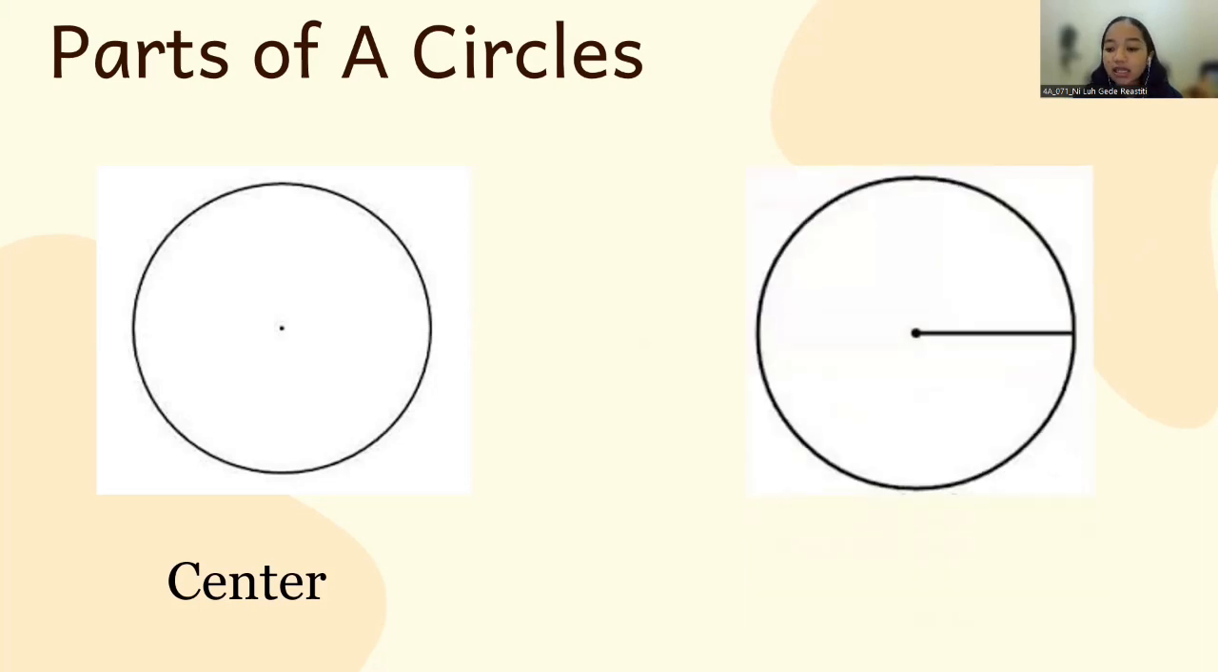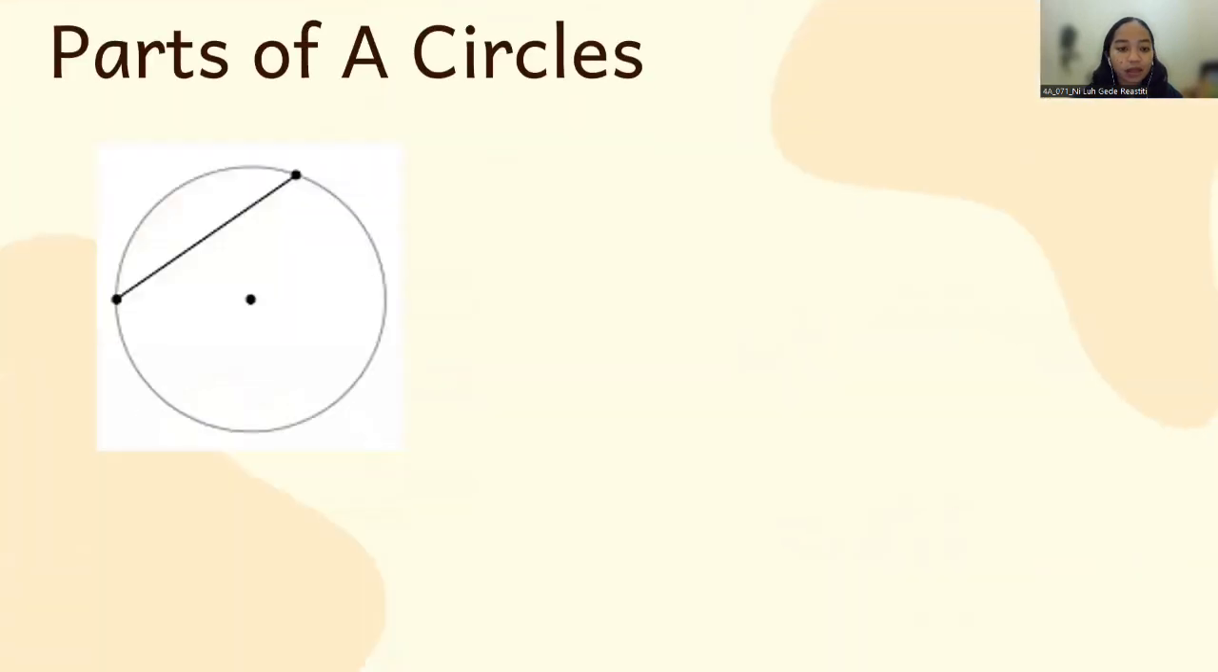And the second is the radius. The length of a line segment that connects the center to any point on the circle is called the radius. From the center to any point on the circle, they will all have the same measure, because all points on the circle are the exact same distance from the center. And the third is the chord. A chord is a line segment that connects two points on the circle. When two points on the circle are connected, that's going to be a chord.